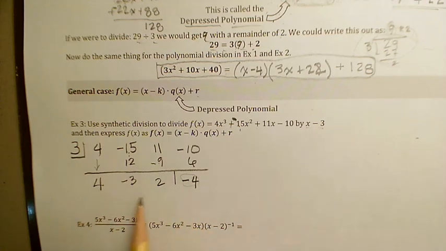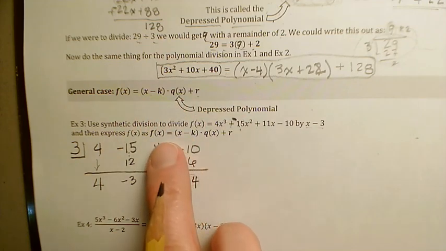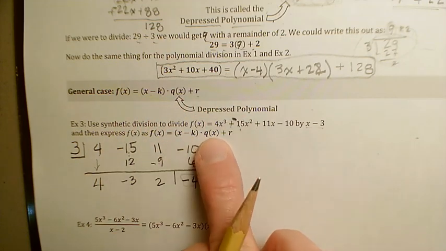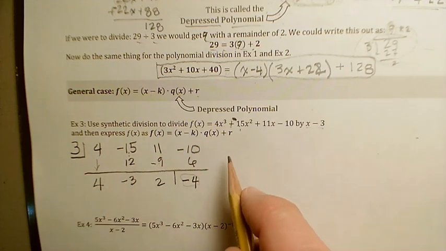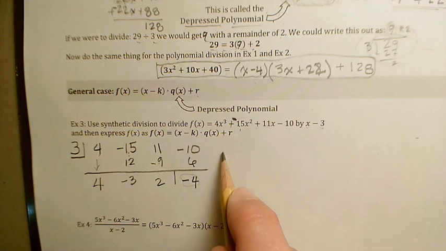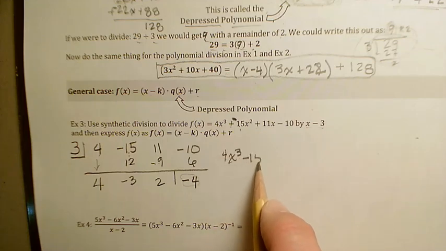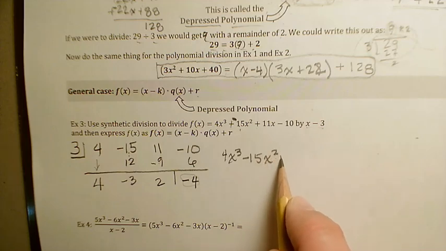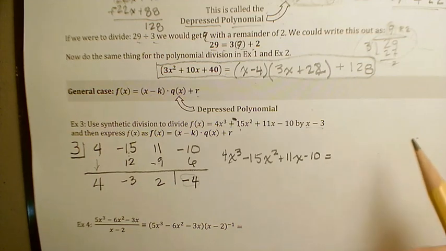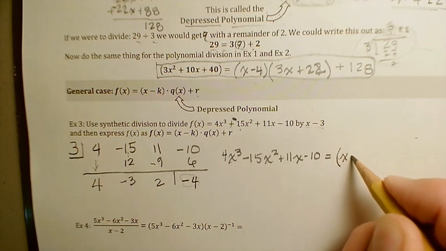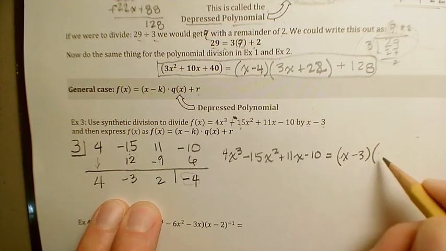So now take this and write using this kind of format: what we divided by, the depressed polynomial, and the remainder. So that would be 4x cubed minus 15x squared plus 11x minus 10 is equal to x minus 3 times this depressed polynomial.